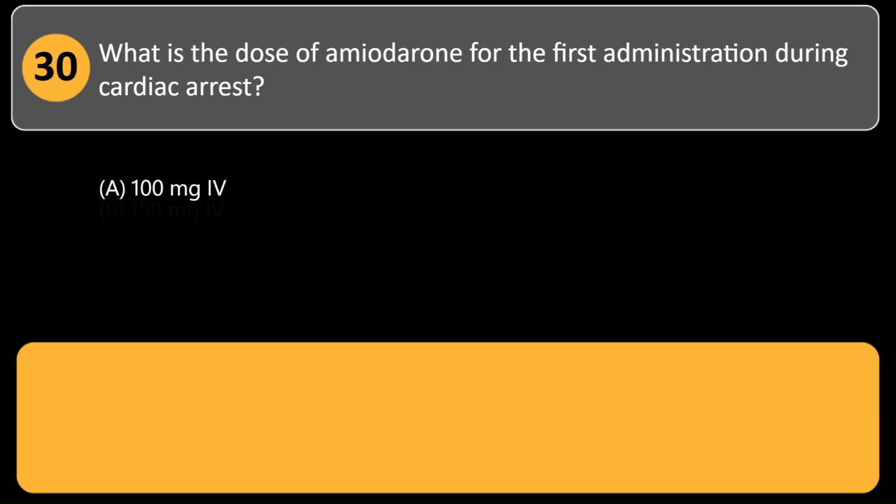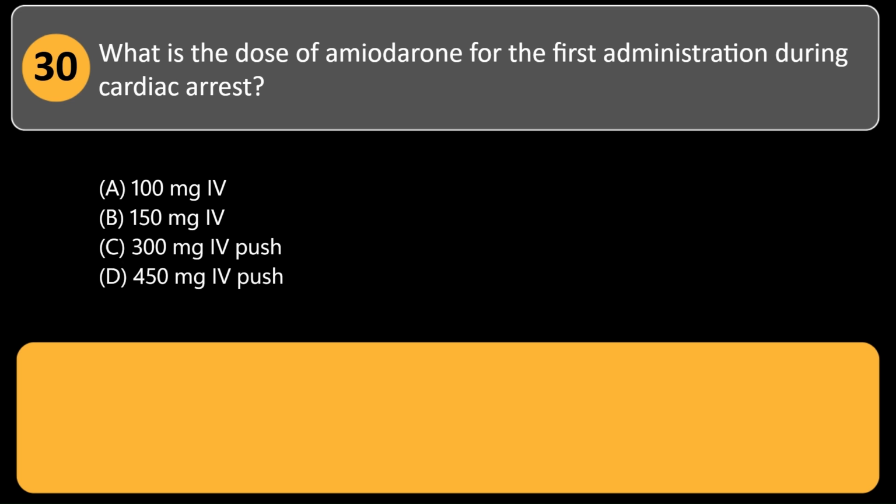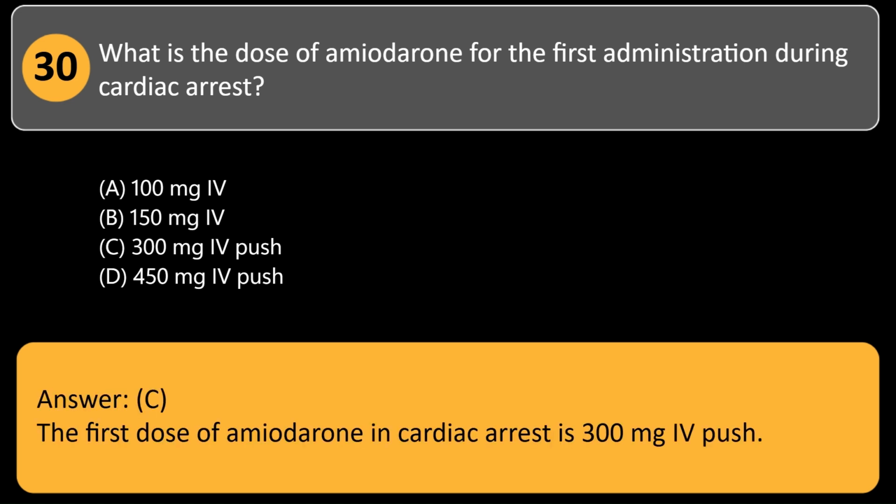What is the dose of amiodarone for the first administration during cardiac arrest? A. 100 mg IV push. B. 150 mg IV push. C. 300 mg IV push. D. 450 mg IV push. Answer: C. The first dose of amiodarone in cardiac arrest is 300 mg IV push.